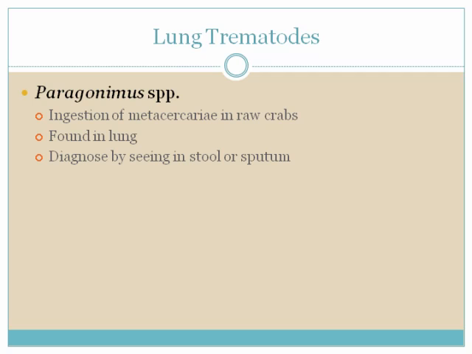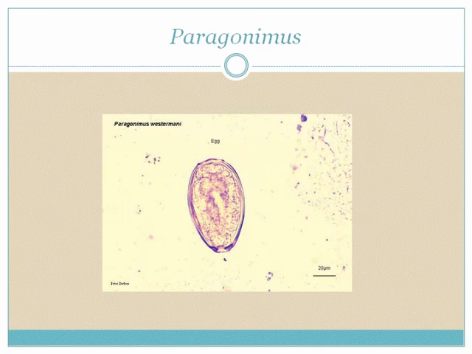All right, Paragonimus species. You sometimes will hear it called Paragonimus westermani. You get this through the ingestion of the metacercariae in raw crabs. It's found in the lung, and you can diagnose it by seeing the eggs either in the stool or the sputum. Here we have an example of a Paragonimus westermani egg. It has a thin shell, but it thickens at the operculum.